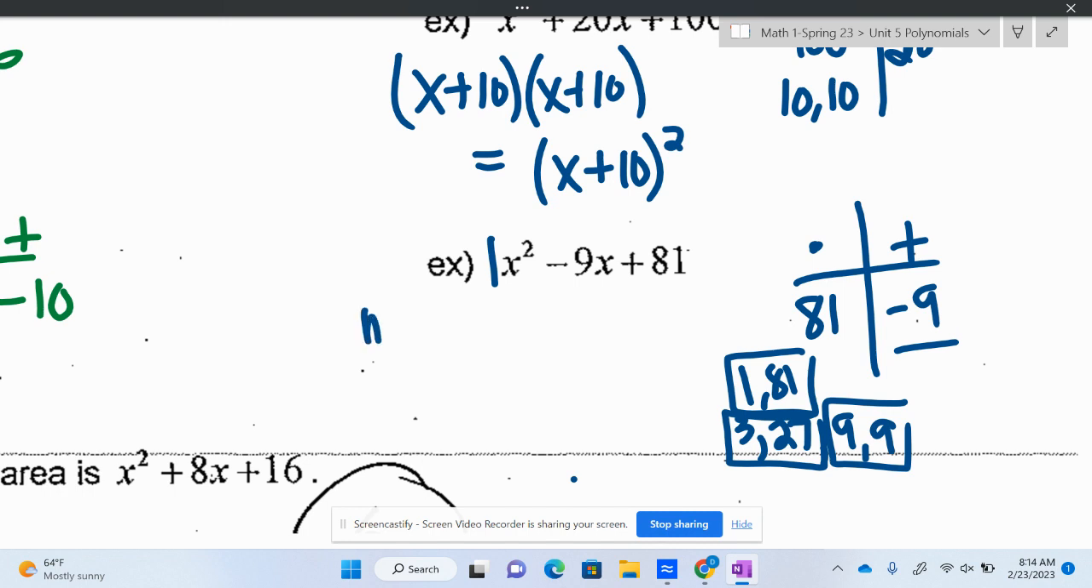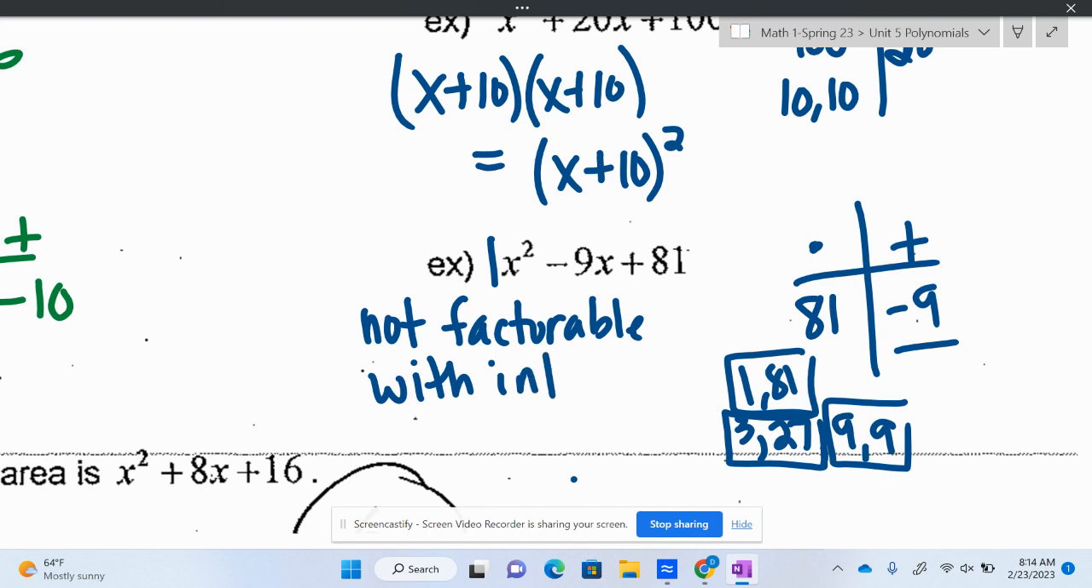No, so we just say that this is not factorable with integers. It is factorable with the quadratic formula, but we're not learning that right now. So we just say it's not factorable with integers. This is not a special type of problem.